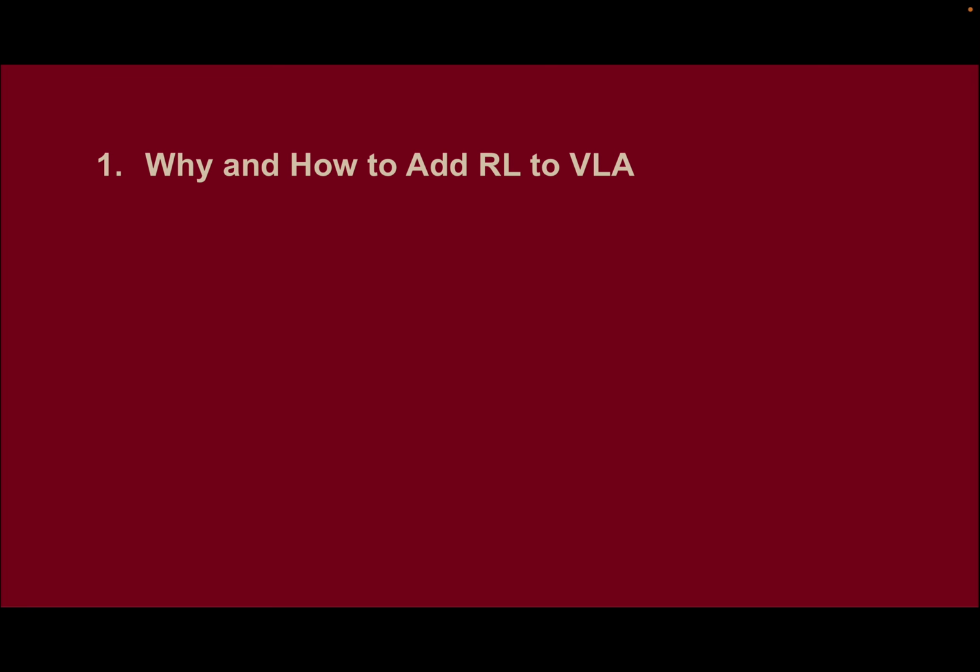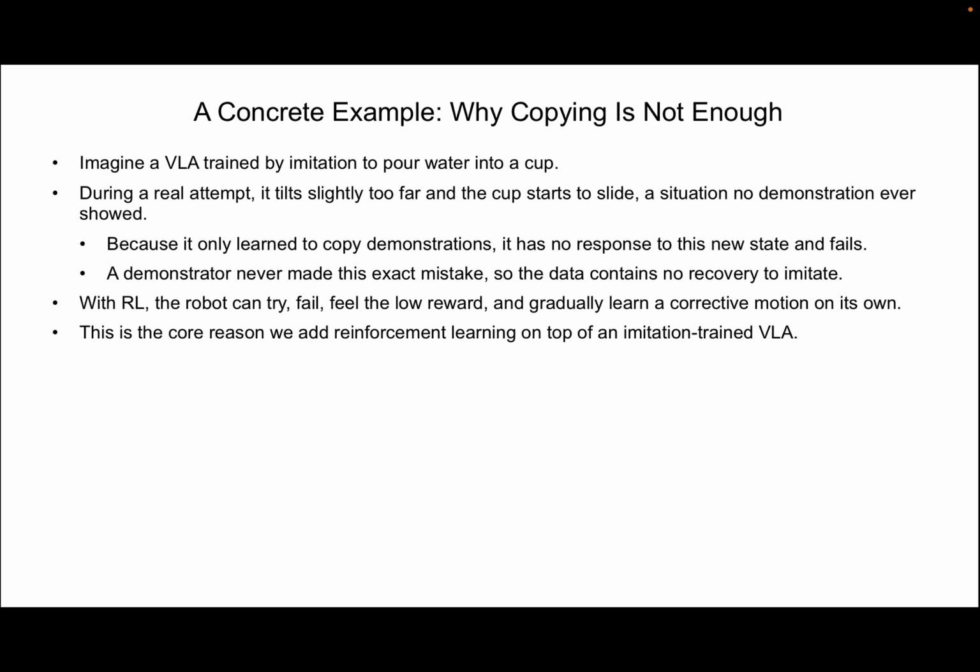And let's see why and how to add RL to VLA models. A concrete example why copying is not enough is described below. Imagine a VLA trained by imitation to pour water into a cup. During the real attempt, it tilts slightly too far, and the cup starts to slide, a situation no demonstration ever showed. Because, although we cover a huge amount of demonstrations, we cannot cover all such kinds of cases for all tasks, right? So there can always be some unseen cases.